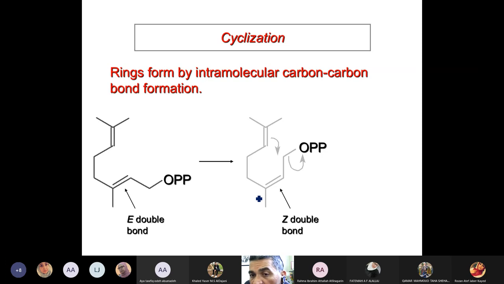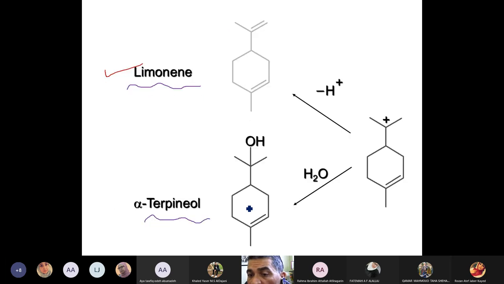And I mainly took as an example the plants which contain volatile oils, because you are dealing with them every day. No one smells like the other. So here, recyclization could occur, as you see, from the E to the Z double bond. Cyclization has occurred.